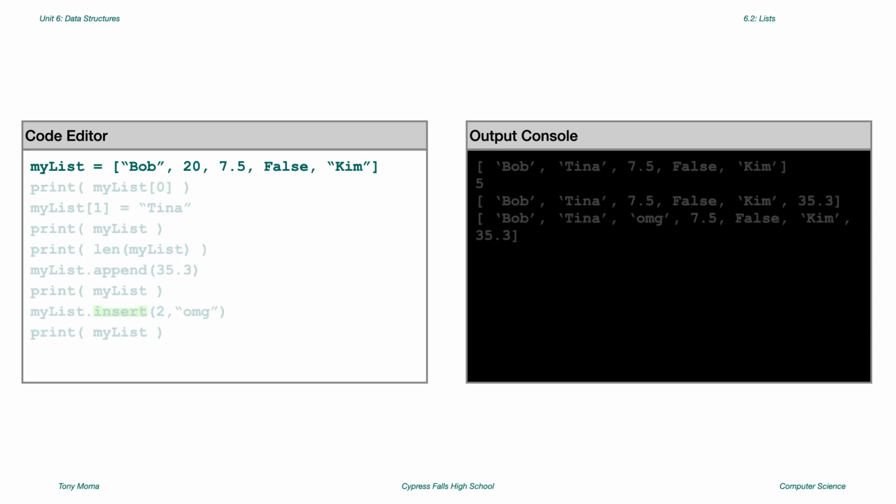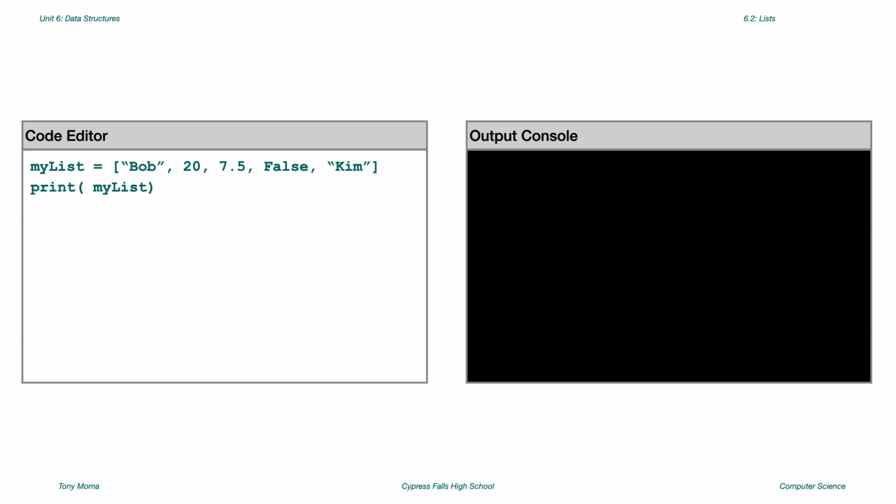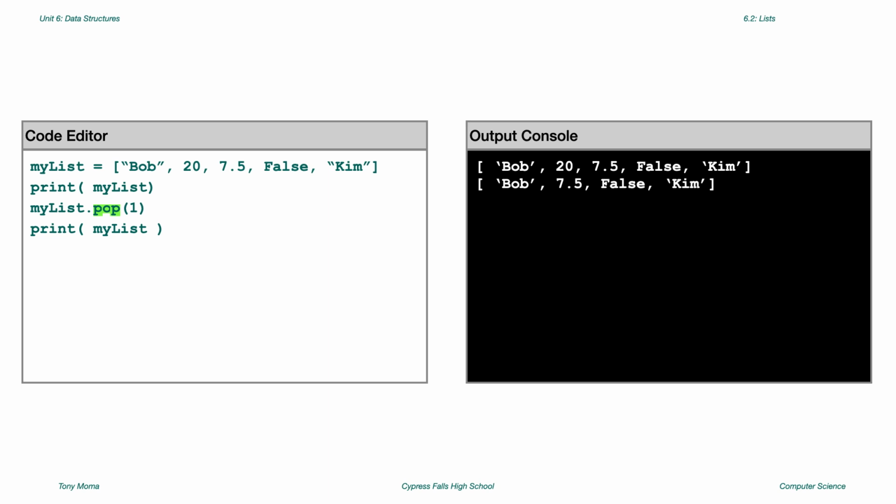Now, going back to our original list, as you can see, the values inside of it are Bob, 20, 7.5, false, and Kim. We got strings, integers, floating point values, and booleans. Now, suppose I want to remove the value at index 1. I want to remove the value at a specific location. In that case, I'm going to need the pop method. I will type pop, then inside the parentheses, the index that I want removed. In this case, I want the value at index 1 to be removed, which is 20. Thus, when I print out my list, you'll see each of the original values except 20. As you can see, the pop method is what we use when we want to get rid of a value at a certain index.